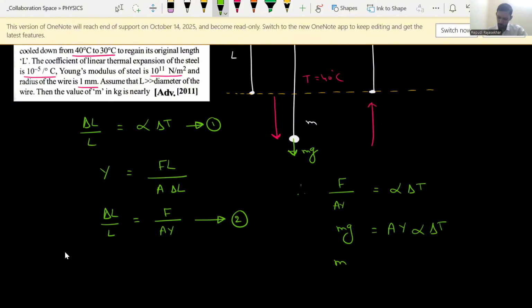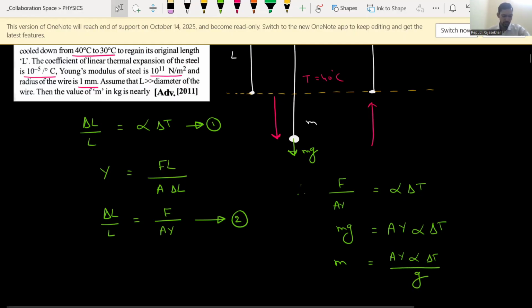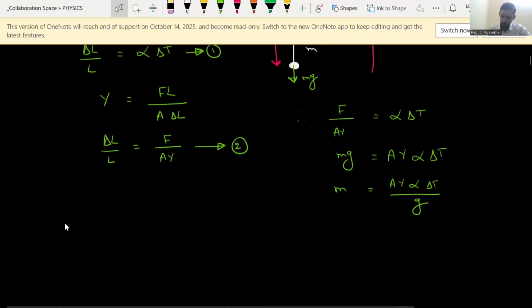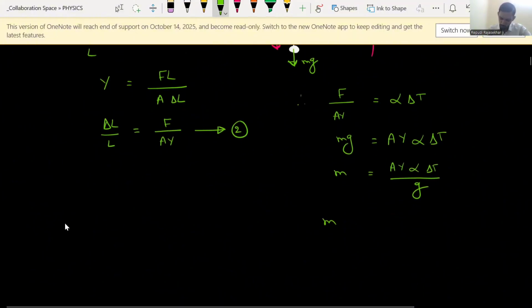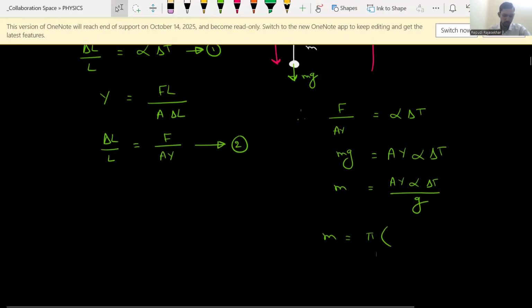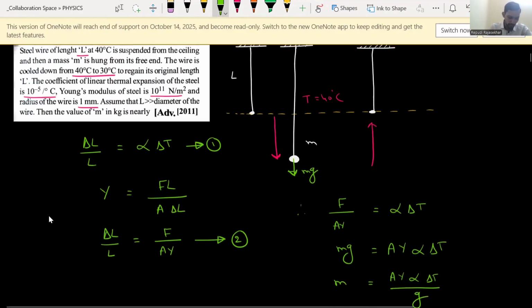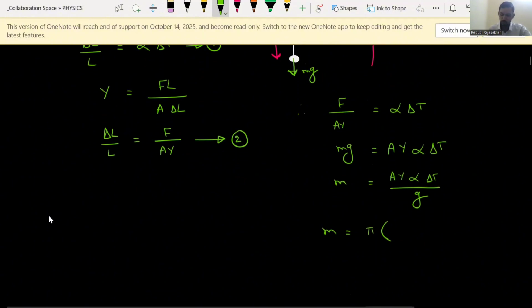So we need to find the m value, so we rewrite this equation as A Y alpha delta T divided by g. Now whatever data is mentioned, just substitute the values here. The area of cross section of the wire A can be written as pi r square. So it is pi into r, and in the question the r value is mentioned as 1 millimeter. You can see here they have given 1 millimeter. Convert this into meters.